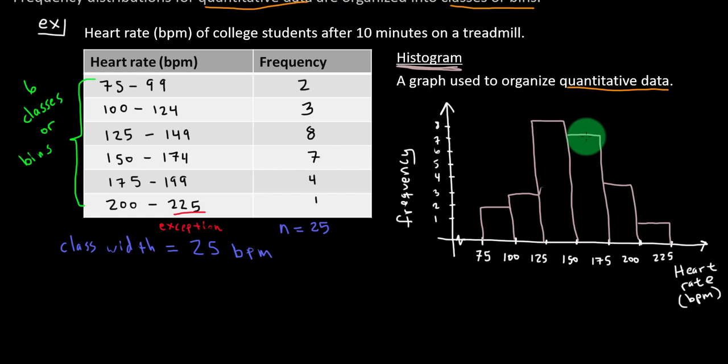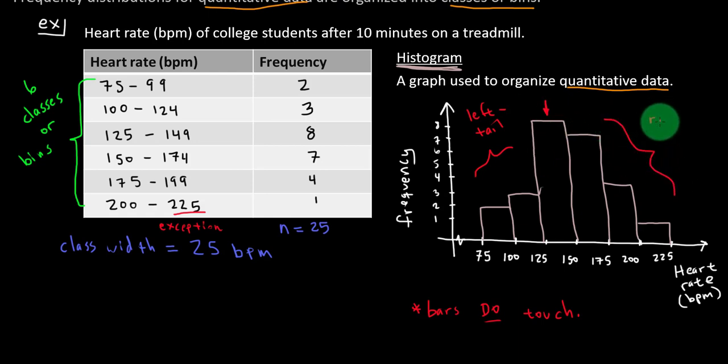Let's annotate some of the elements on here. Well, we did mention that the bars do touch. Yes, yes. Here we've got the peak. There is a special name for that, but we're not quite there yet. To the left of that peak, we would call this the left tail. Can you guess what this side is called? You got it. Presumably the right tail.